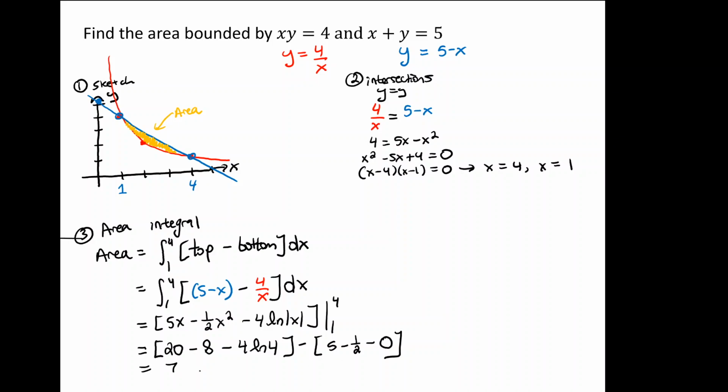So I have 7 minus 4 ln 4 plus 1/2. And then let's see, what can we do? We have 7 is the same thing as 14 over 2, so 15 over 2 minus 4 ln 4.